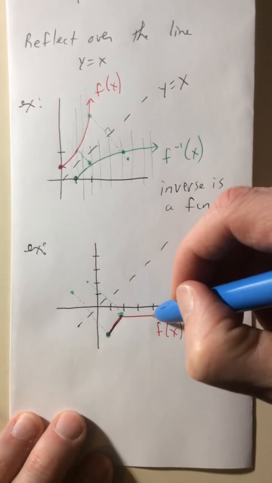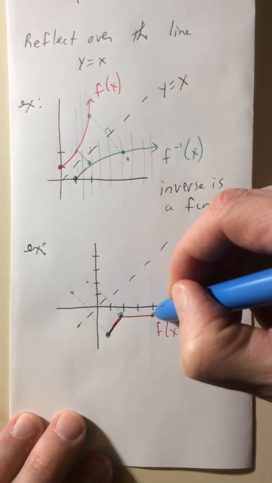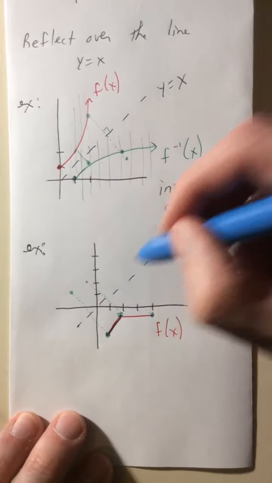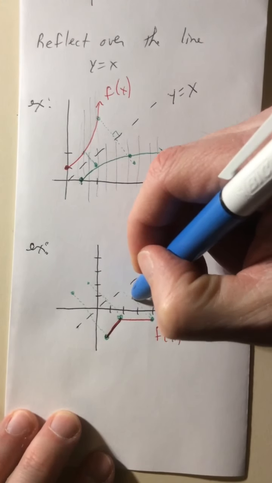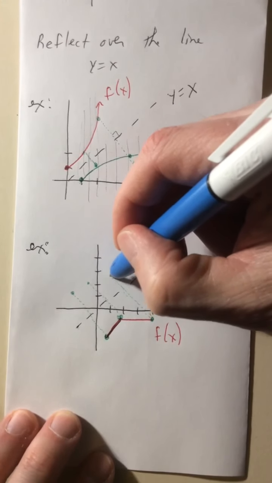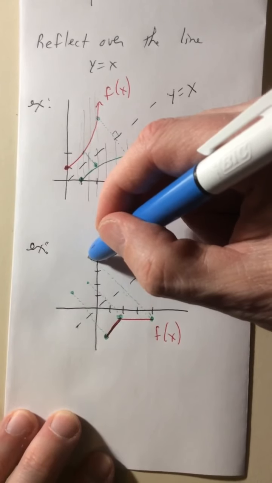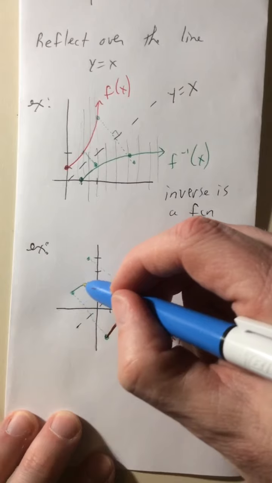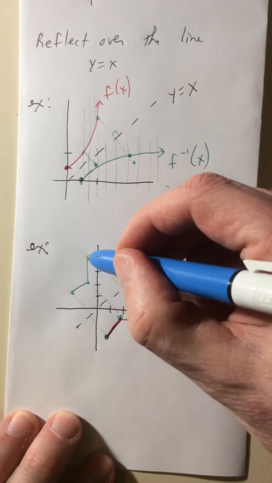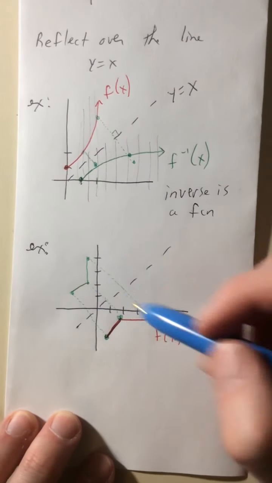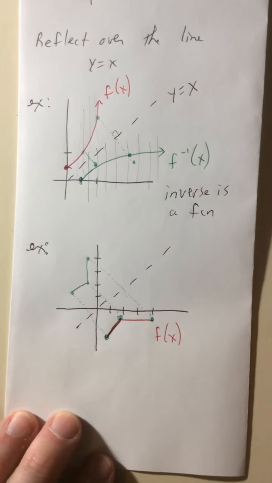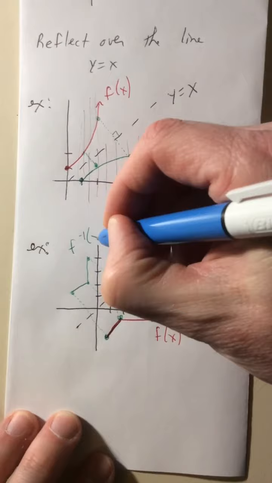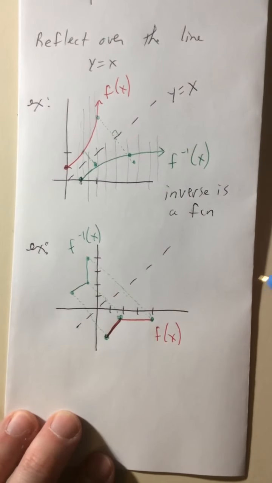And because it's a nice straight line, we can do the same thing right here. We can go straight through and then out the other side. So we are reflecting this over the line y equals x. And this is the inverse of this. So we have f inverse of x. Okay, so there you go.